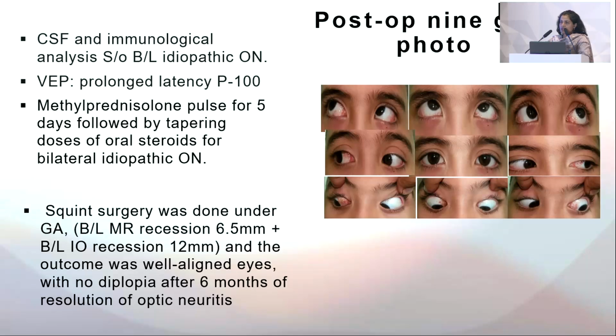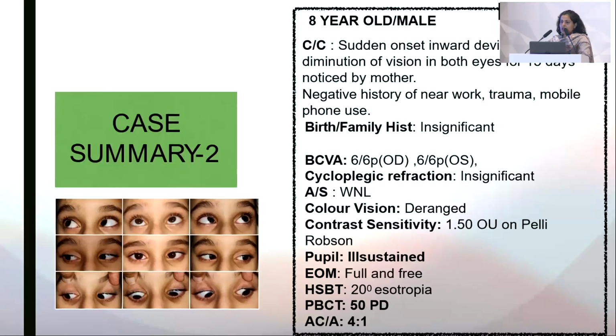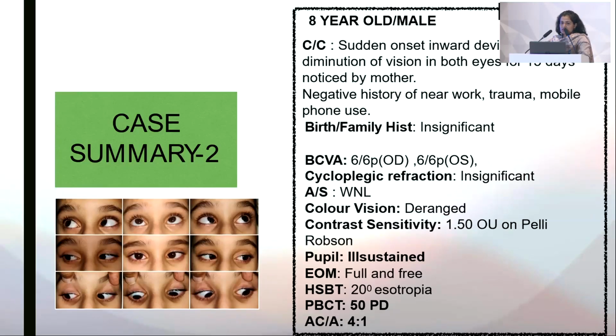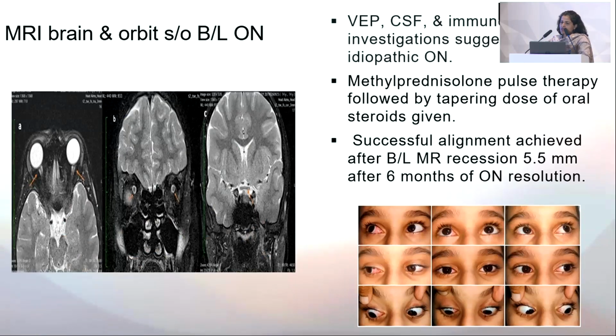Methylprednisolone pulse therapy was given for 5 days, followed by oral steroid. After resolution of the optic neuritis and clearance by the pediatric neurologist, squint surgery under general anesthesia was done. The final alignment was absolutely orthophoric, and he has maintained alignment for the last 1 year. The second case, again a boy, 8 years old, had a similar history. All parameters were almost similar. The prism bar cover test was 50 PD, AC/A ratio was 4:1. MRI revealed bilateral optic neuritis.